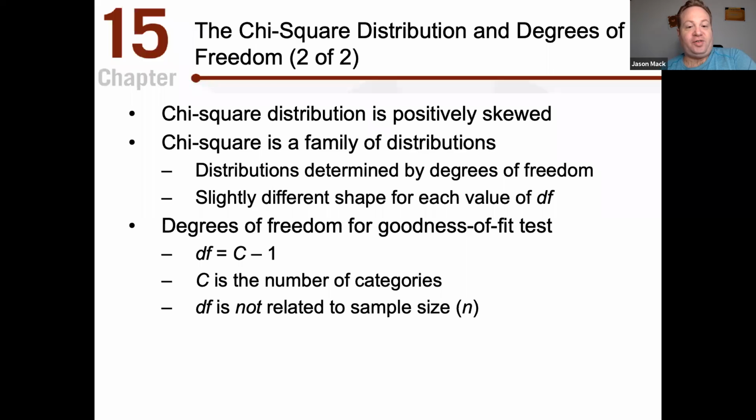Degrees of freedom for the goodness of fit test. Degrees of freedom is equal to C minus 1. C is, of course, the number of categories. Degrees of freedom is not related to sample size, or n.